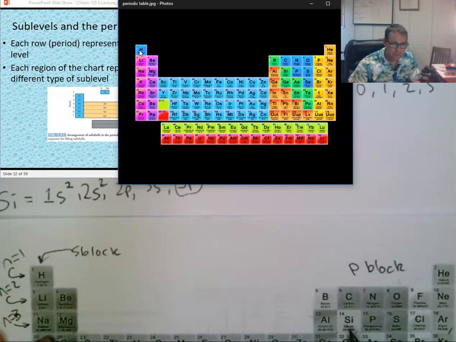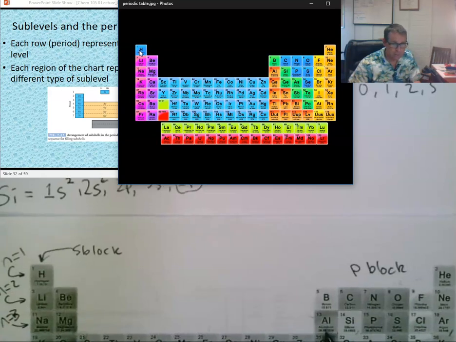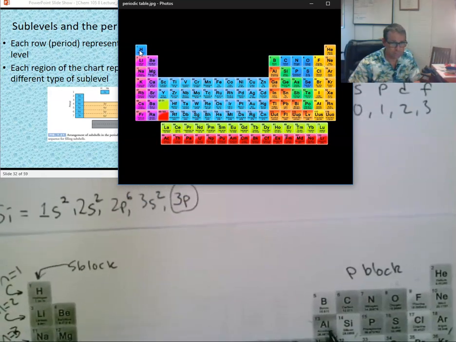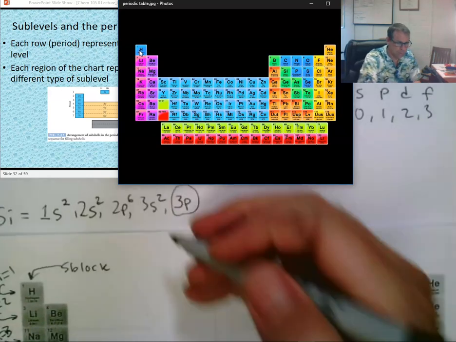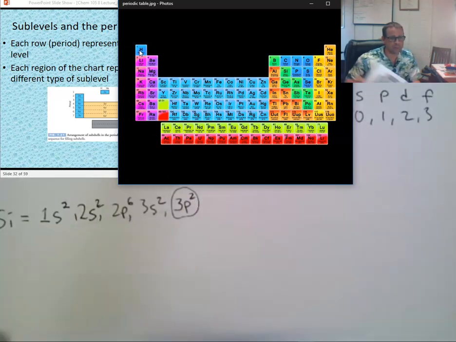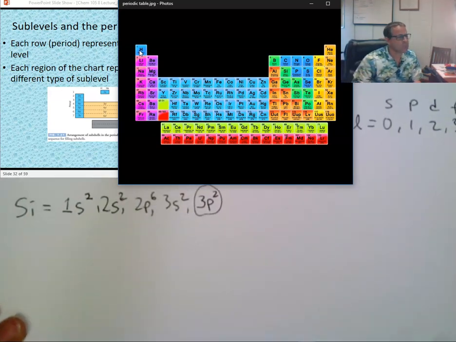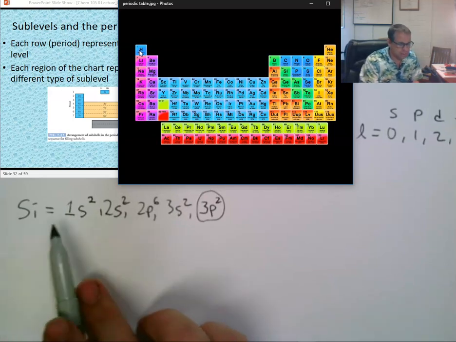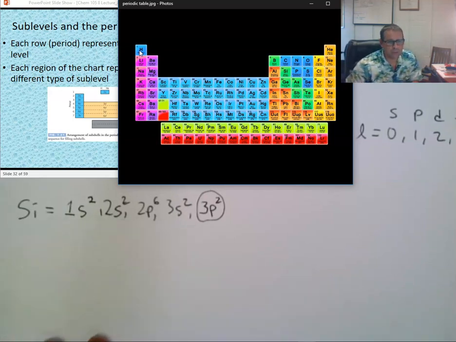And if we want to get to silicon, how many electrons in the 3p do we need to get? 2. 2. 3p2. Very good. Excellent. So there it is. That is the electron configuration for silicon. Okay?